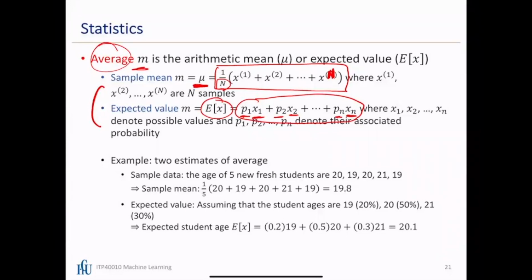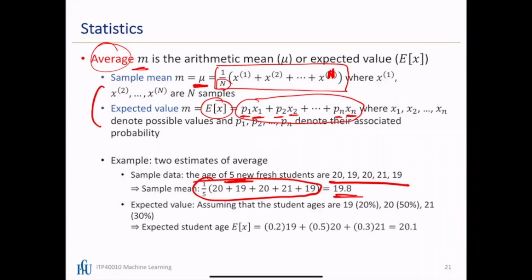So here comes an example. You have 5 fresh students, and their ages are 20, 19, 20, 21, 19. Taking the average, what we normally do is take the sum of all of those ages and divide by 5. Then you can come up with 19.8.